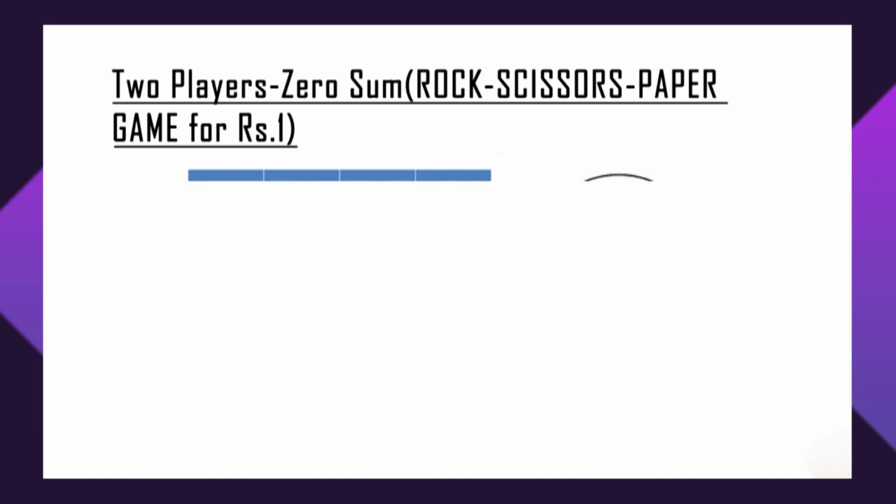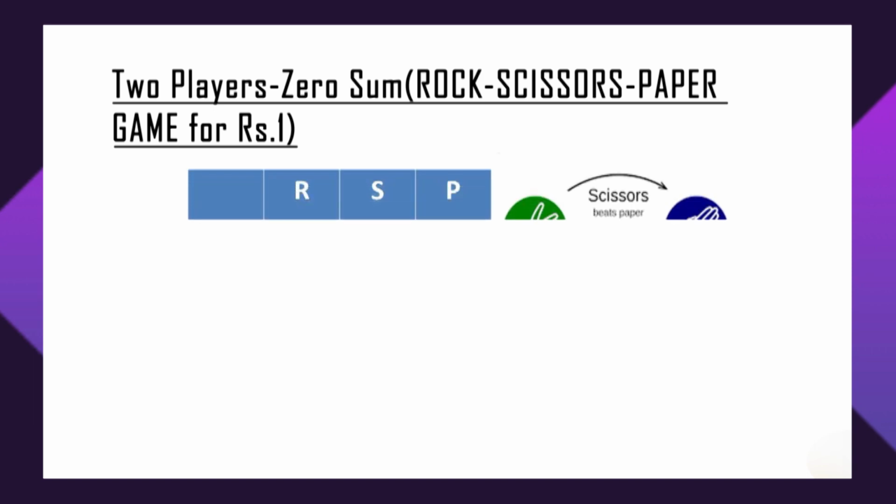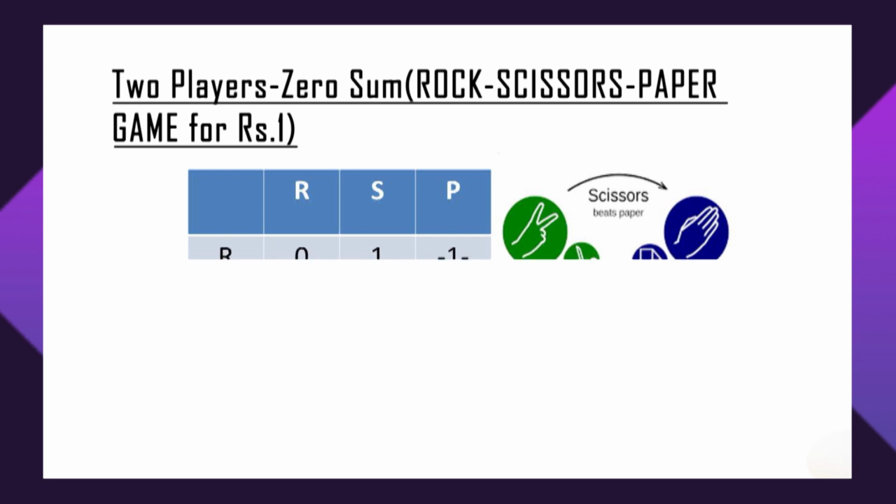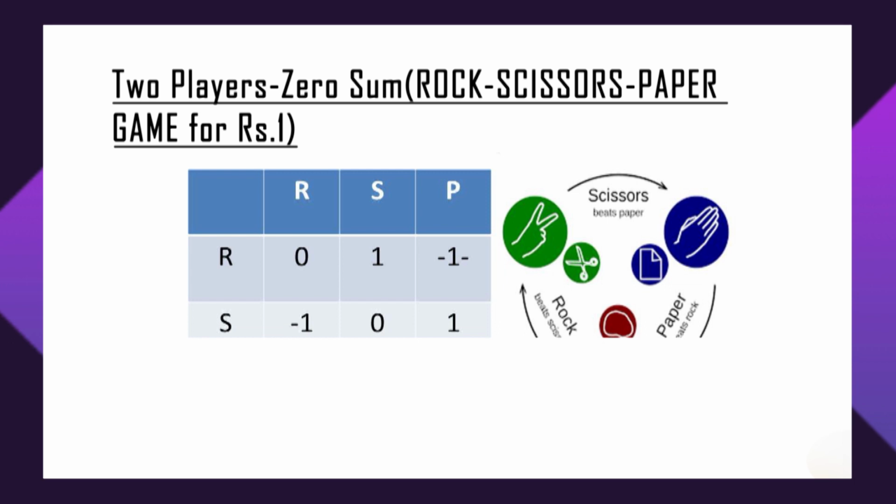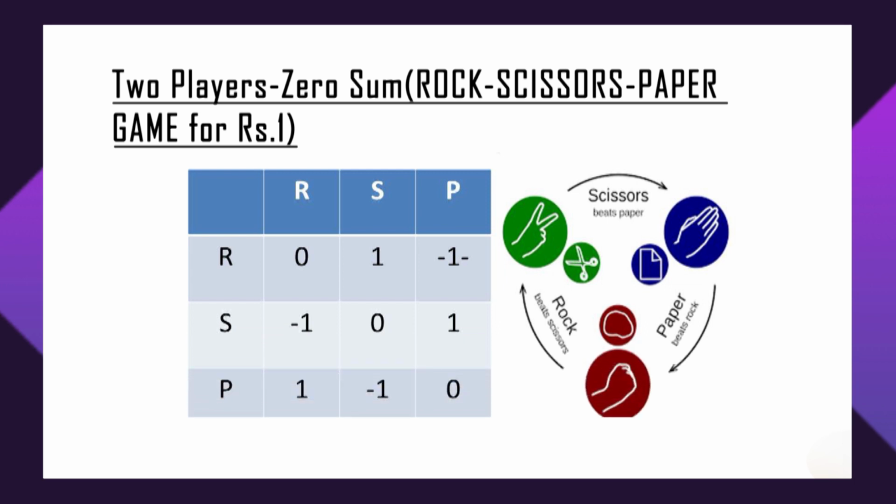Now, an interesting game here, the rock scissor paper game. We can see the cyclic information: scissor beats paper, paper beats rock, and rock beats, interestingly, scissor. But how is this information transformed into the payoff matrix? We can see here RSP is the row and RSP is the column. 0, 1, minus 1. What do you mean by 0?